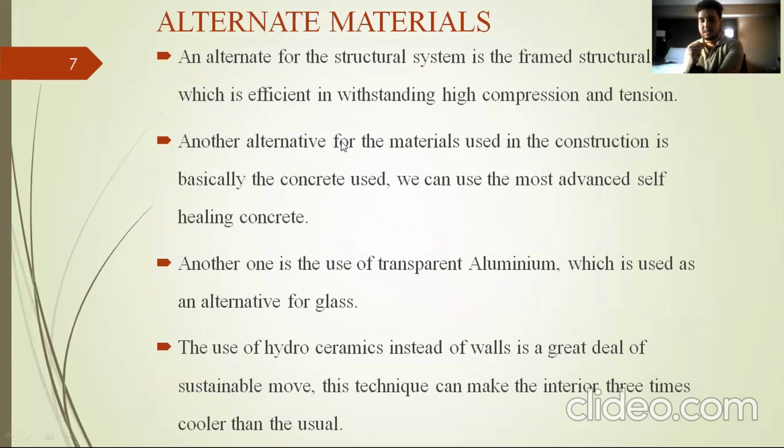My next topic is the alternate materials that can be used rather than the present ones. For the structural system, I recommend a frame structure, which is more efficient in withstanding high compression and tension than the tube structural system. Another alternative material for concrete is self-healing concrete, which is futuristic and was not available at that time. But if the CN Tower were built now, I clearly suggest self-healing concrete, which heals the cracks and faults formed in the concrete.